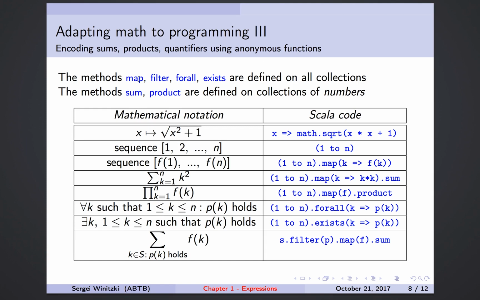There are these methods, map, forall. There are other such methods like filter, exists. There are many, many methods defined on collections. And then there are methods like sum and product. They're defined on collections with number types.